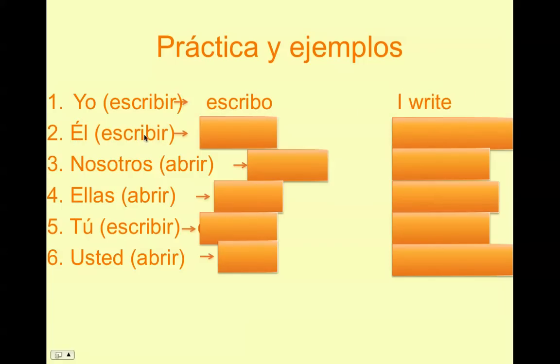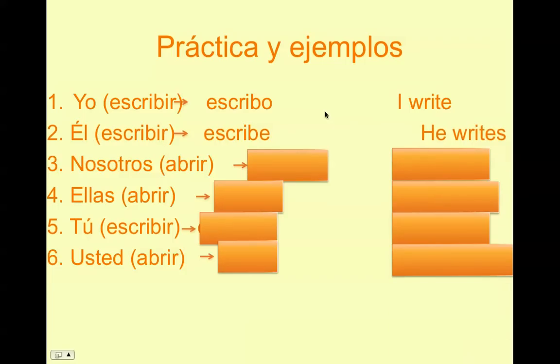Okay. Él and escribir. You take off the IR, you find the ending that goes with él, and it's escribe. Now what does that mean in English? Well, él means he, and escribir is to write, so it means he writes.